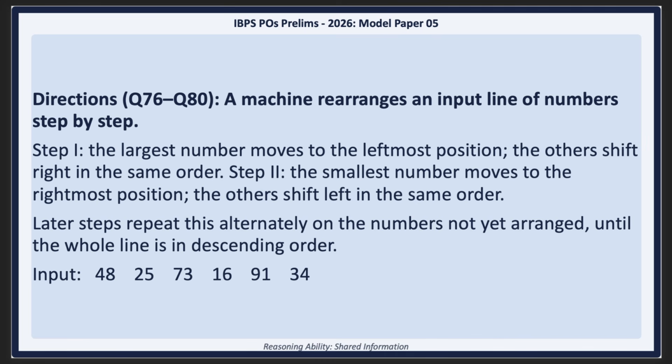And the rule is that step 1 moves the largest number to the leftmost position, step 2 moves the smallest number to the rightmost position, and it just alternates this pattern, largest to left, smallest to right, until the whole line is in perfect ascending order. Right, so if you are listening to this on a walk or a commute right now, please do not try to hold all 6 of these random numbers in your head. What matters here is the visual pattern.